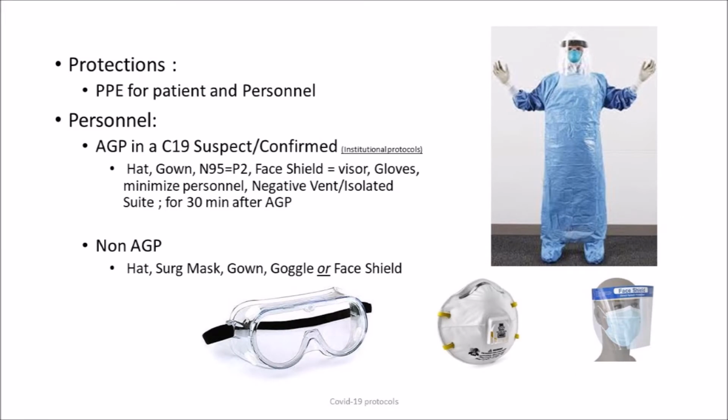Indications and correct utilization of PPE, or personal protective equipment, play a key role in C19 for protection of the patient and the personnel. For C19 suspected or confirmed cases who are undergoing an aerosol generating procedure, the medic or nurse should wear full covering, including hat, gown, N95 or P2, face shield or visor, and gloves. During the procedure, try to minimize the presence of personnel and preferably treat in an isolated negative pressure suite. The risk of airborne particle exposure is suggested to stay within the room for 30 minutes after cessation of the procedure. In non-AG procedures, a simpler PPE may be sufficient.